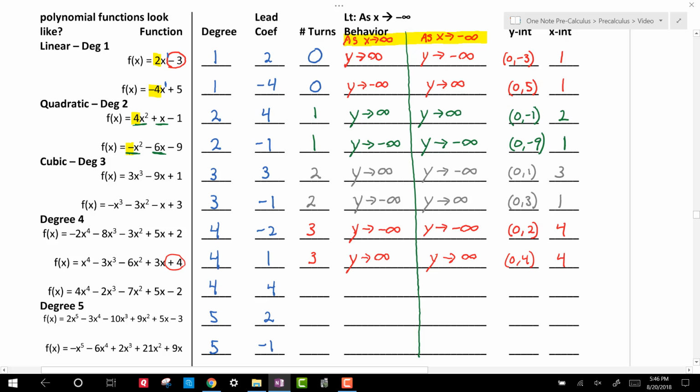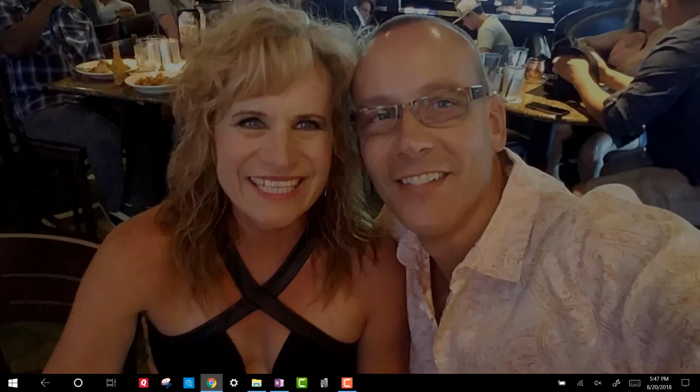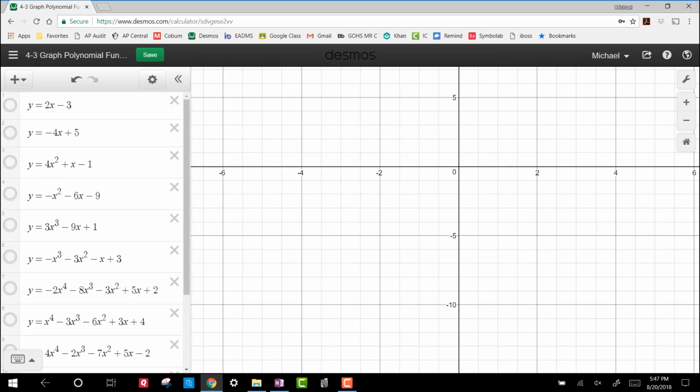The next one down here had 3 turns as well. The right side went up, so y went to positive infinity. The left side also went up, so y went to positive infinity. A y-intercept at 0, -2. And this graph only had 2 x-intercepts. Let's take a look at that one. So only 2 x-intercepts. Look at that.